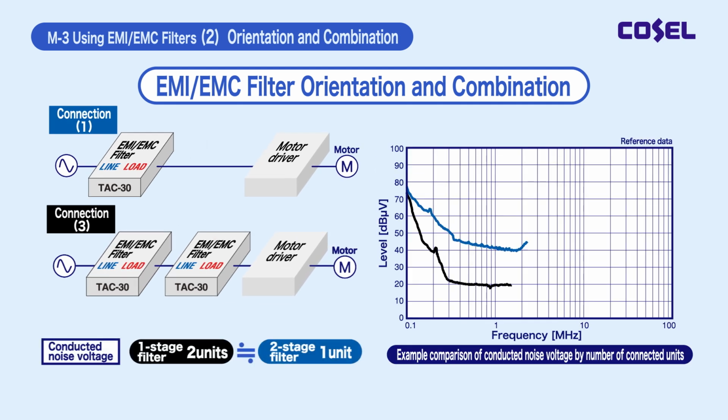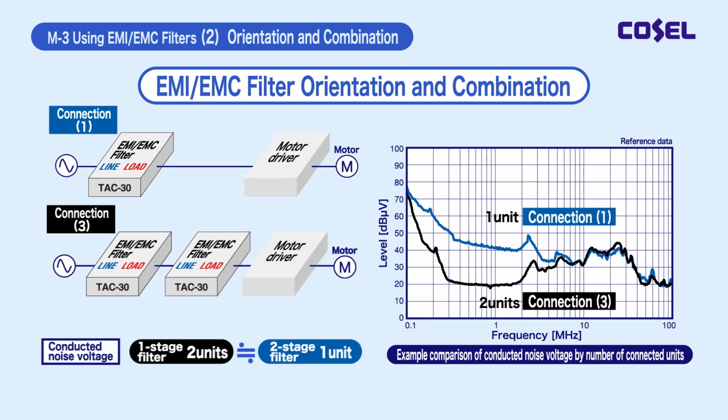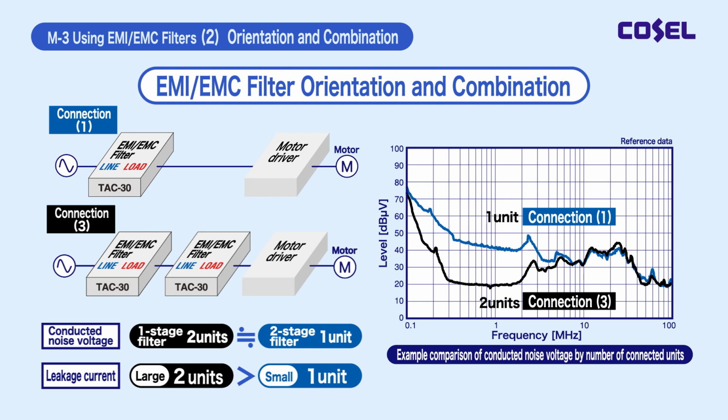Two single-stage filters can be used in series for an effect similar to that of a two-stage filter. However, care must be taken because increasing the number of EMI/EMC filters used will increase leakage current. If two units of the same EMI/EMC filter are used, the leakage current will be doubled.